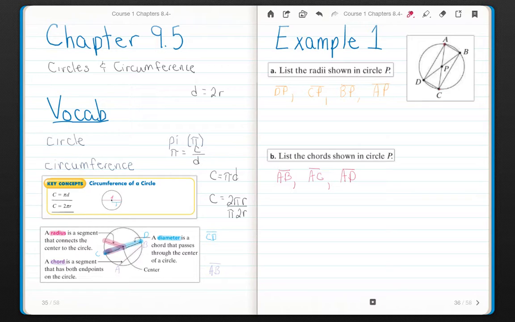Going to B, I don't need to do BA because BA and AB are the same chord, but I do have BC and BD, the special chord going through the center. So this is a diameter, BD. Then I don't need to do CB or CA again because I already have those, but I do have CD. Looking at D, I already have DA, DB, and DC, so I don't need to do those again. So these are the 1, 2, 3, 4, 5, 6 different chords in circle P.